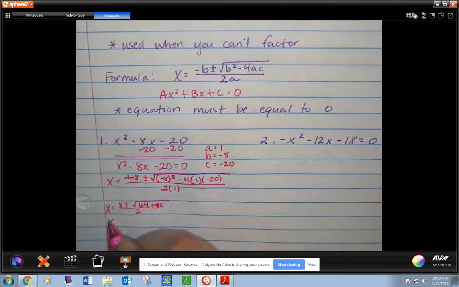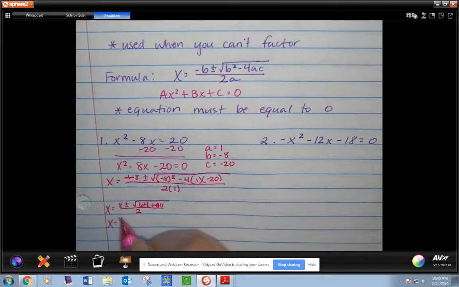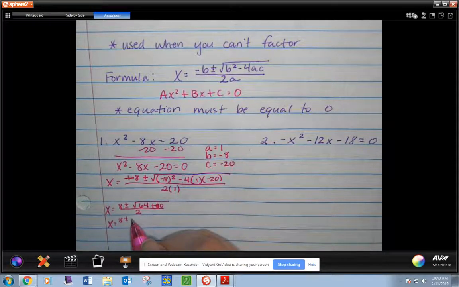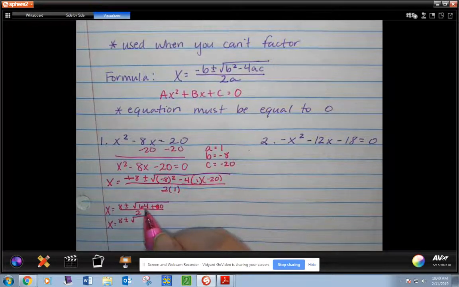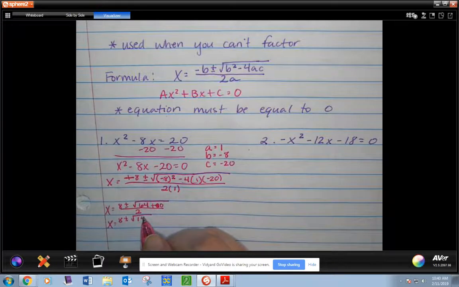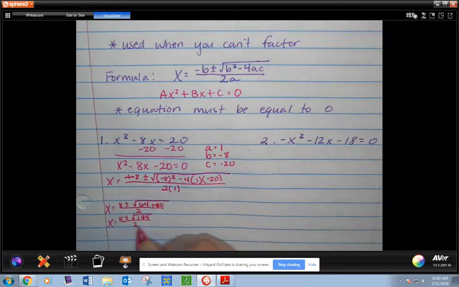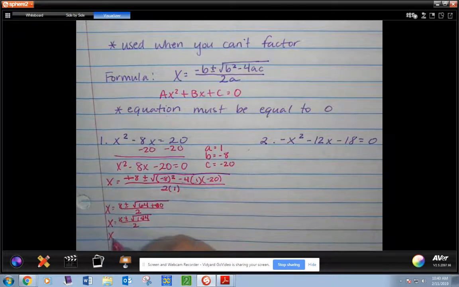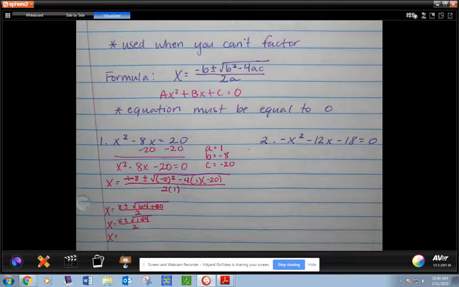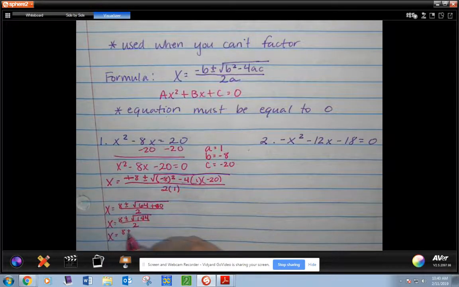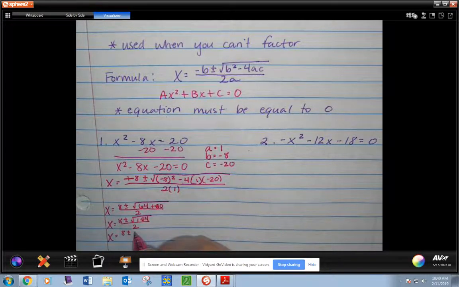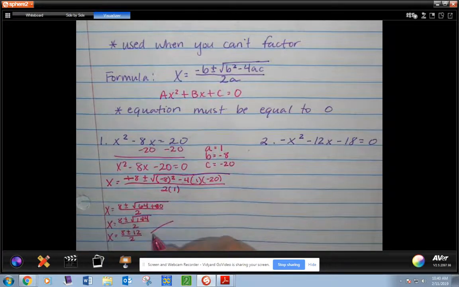I'm going to repeat and finish off my radical. I get 8 plus or minus the square root, 64 plus 80 is 144, and we're going to divide by 2 still. My next step, x equals 8 plus or minus the square root of 144, which is 12, all divided by 2. So now this becomes two problems.